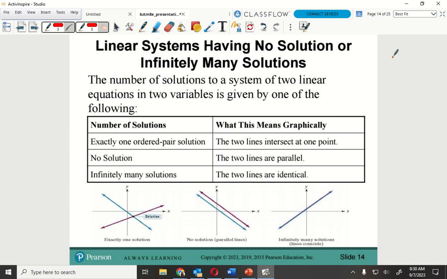Last one right here, infinitely many solutions. Two lines are identical, okay? Here's the vocabulary that you're going to end up having to use for your answers. It says infinitely many solutions. Lines coincide. That means they're on top of each other. The lines are the same line.